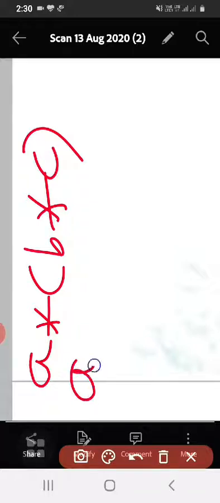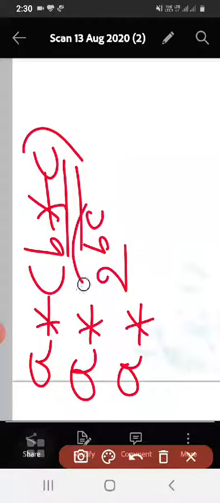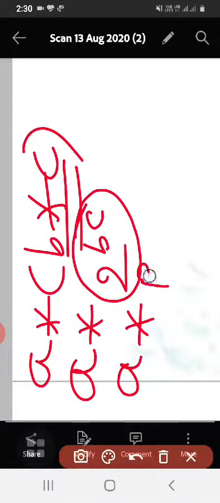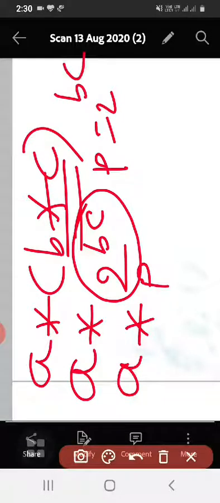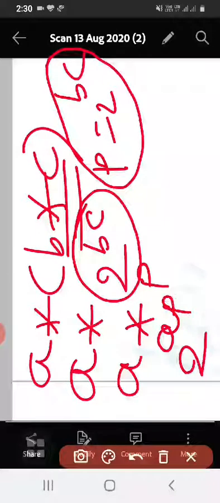Okay, observe the definition. What is this b star c? 2 to the power of bc. Okay, a star this whole thing, I will write it as p, where p is equal to 2 to the power of bc. So next we have to replace p by 2 to the power of bc. What is a star p? Once again you apply the definition, 2 to the power of ap. Observe this, 2 to the power of ap by the definition.